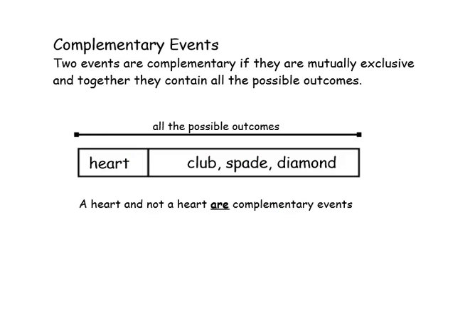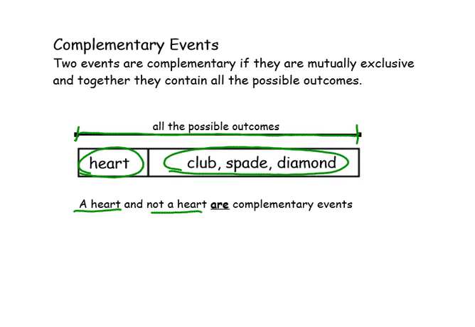Complementary events are mutually exclusive events that together contain all the possible outcomes. That example that we were just talking about, a heart and then not a heart, those two groups contain all of the possible outcomes of a deck of cards. So a heart and not a heart are complementary events.